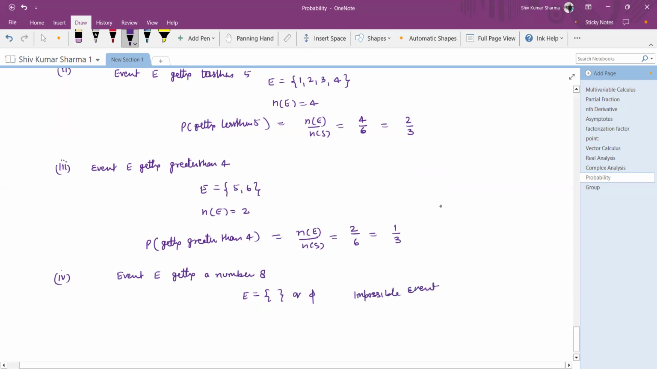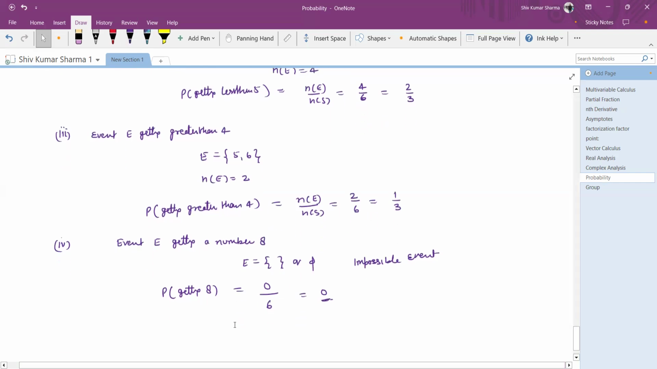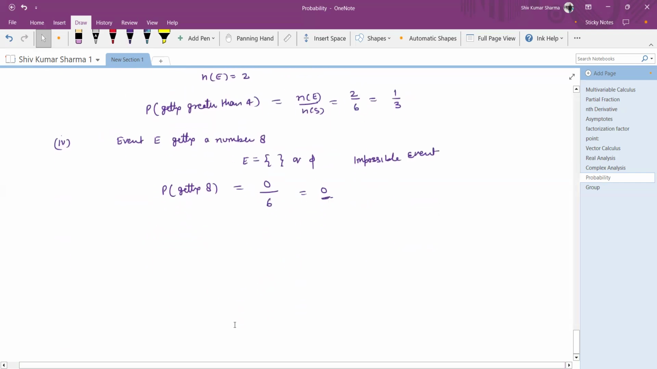This type of impossible event means that there is no element. So we can write down the probability P of getting 8. There is no element in E, upon 6, is equal to 0. So 0 is the probability. That means for getting the number 8, this is an impossible event.